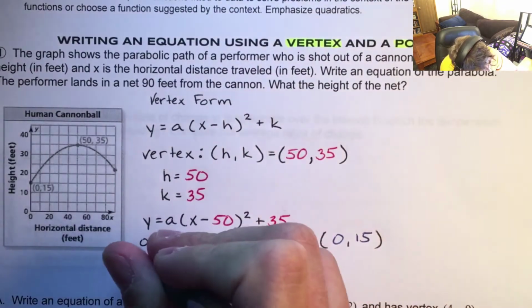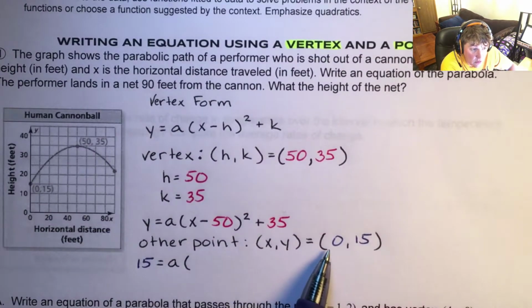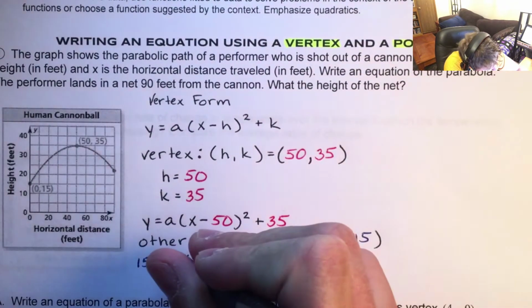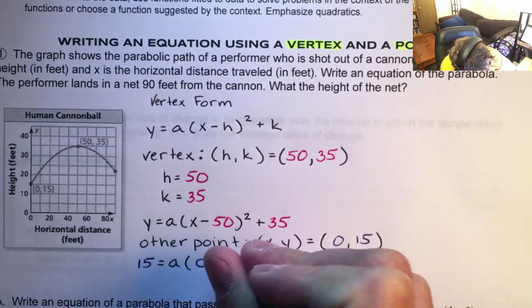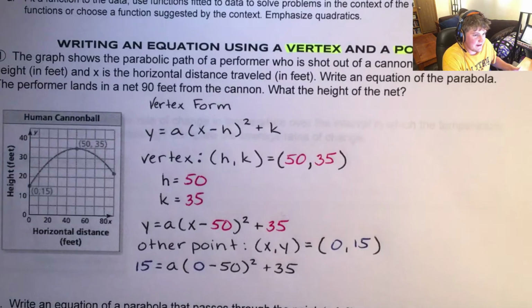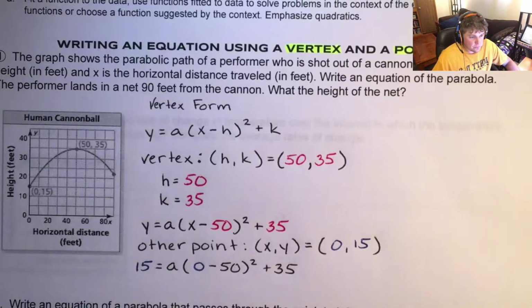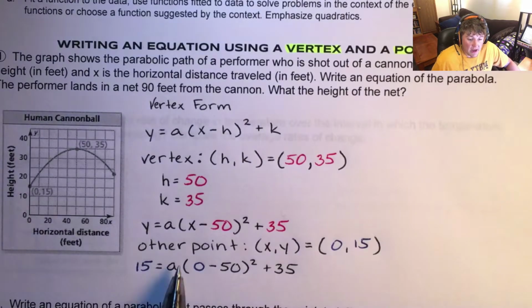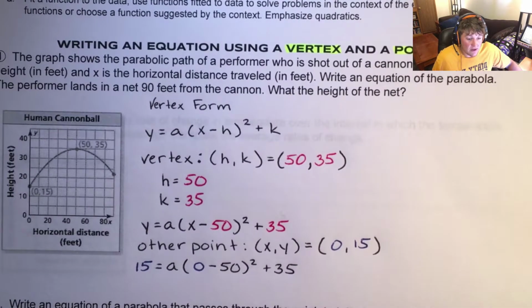So that means 15 is going to be equal to a times, well, I do know what x is now. I know my x value for this particular ordered pair is 0, so I can replace x with 0. Minus 50 squared plus 35. Okay, so now you may not have recognized it yet, but as I look at this, I now have an equation here, and even though there's an exponent, there's only one variable. And there's no exponent on this variable. That means right now we have enough information to actually go through and solve for a.